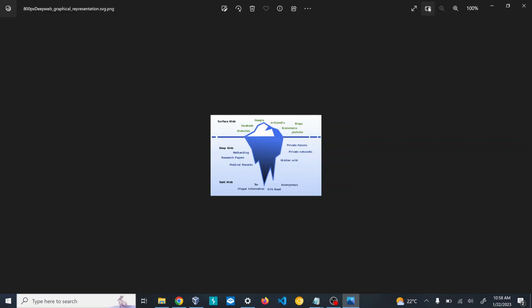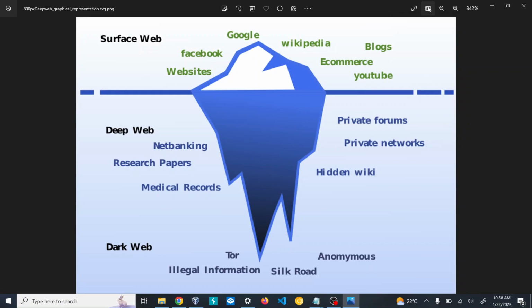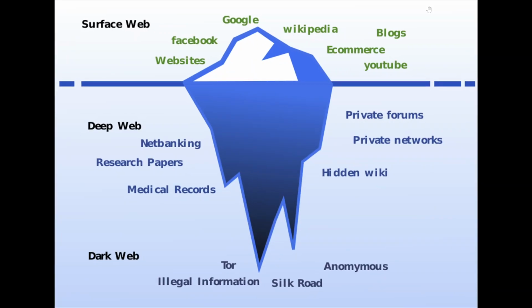So what is the difference between deep web, dark web and surface web? Here you can see the surface web is whatever we see in your Google search or Bing search or whatever search you want. All the content of data, text, images and videos that is accessible to the public is called the surface web. And the next one is deep web.